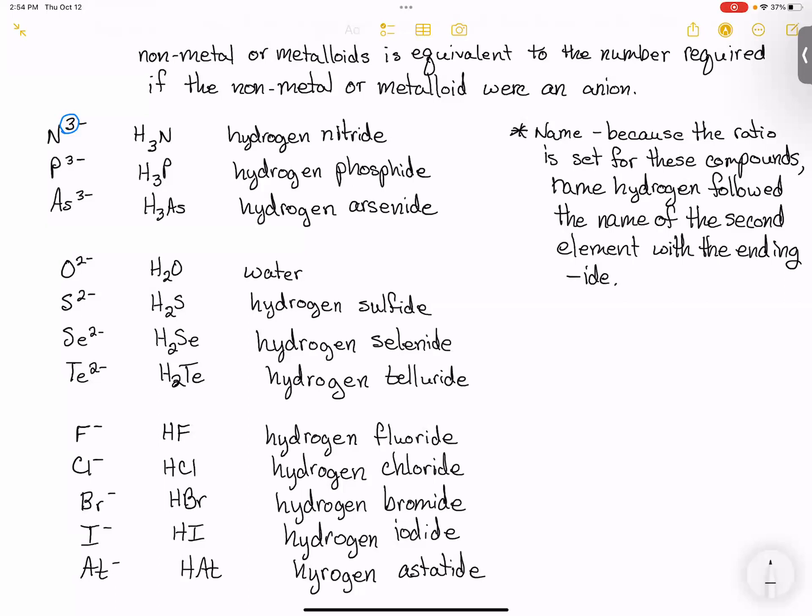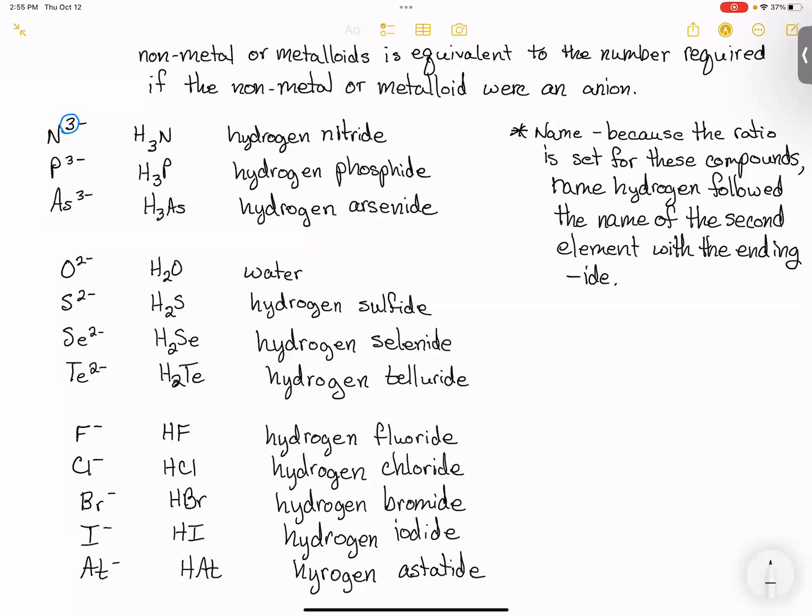Now, this may be a weird naming method for you. Like I said, it's not a pure IUPAC naming style, but it is a valid naming style due to the fact that it always occurs in the exact same ratio. So we don't have to be specific as to the number of hydrogens compared to the number of the other element.